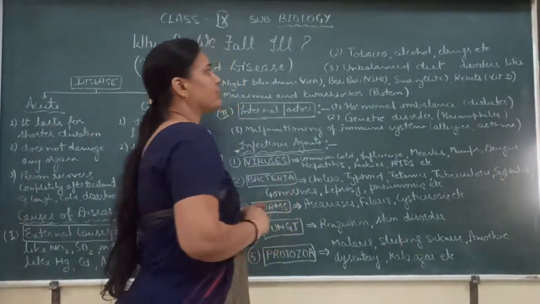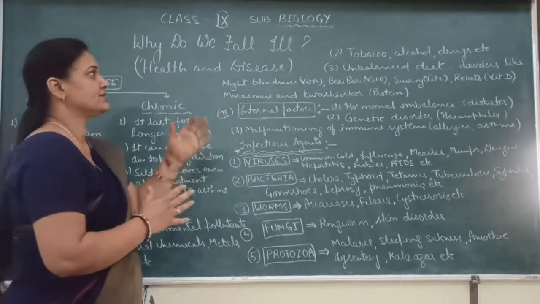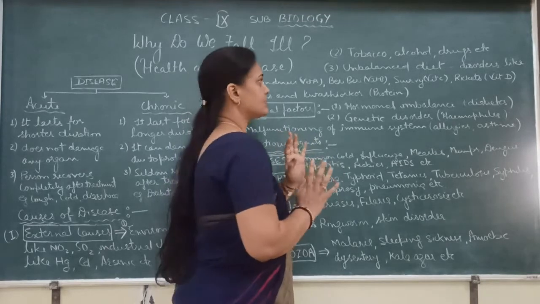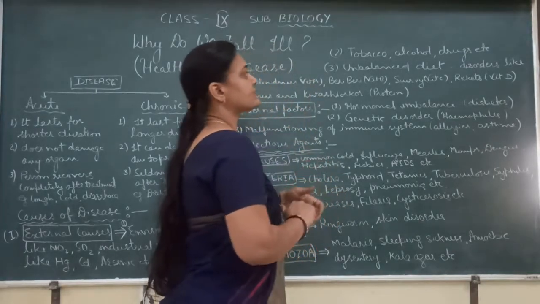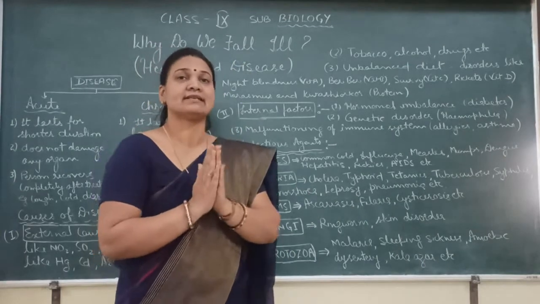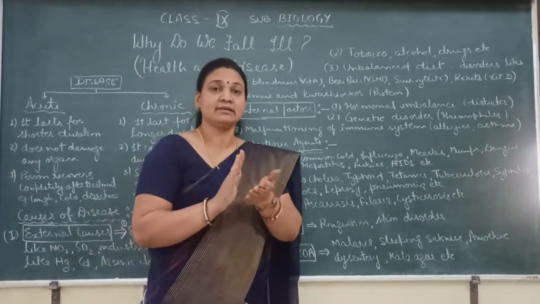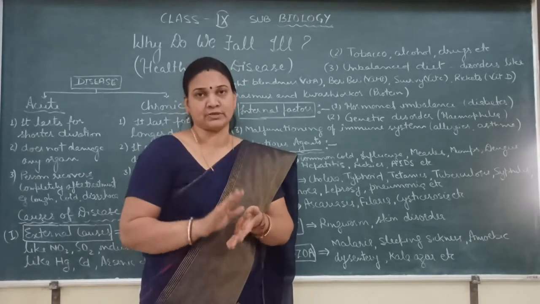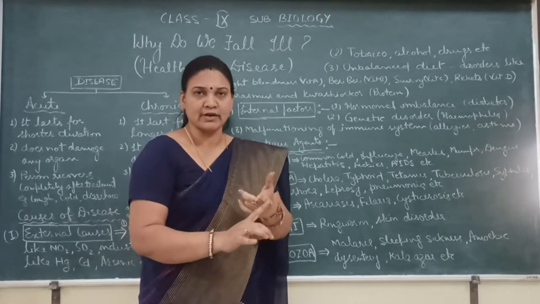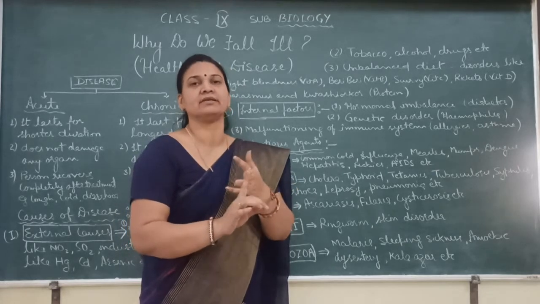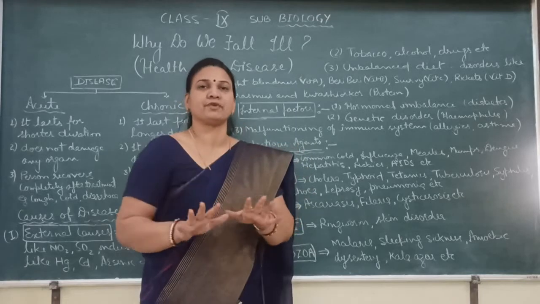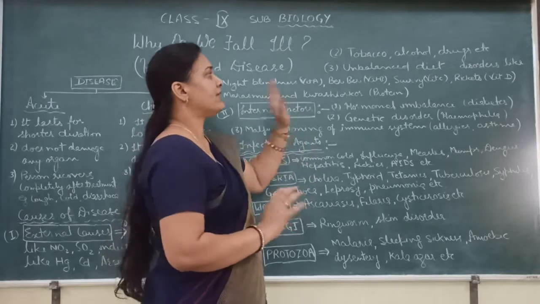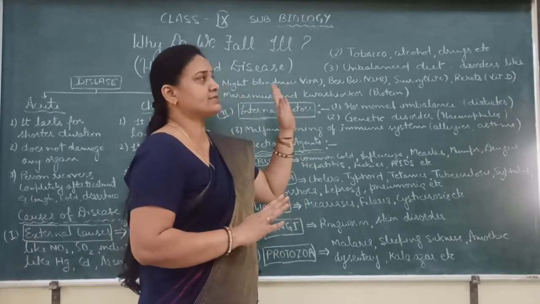Now the second is tobacco, alcohol and drugs. These are bad habits which can cause cancer, and cancer is a chronic disease. And the third is unbalanced diet. A balanced diet is very necessary for a person. A balanced diet means the diet which contains all types of nutrients in proper amount. All types of nutrients means carbohydrates, fats, proteins, vitamins and minerals, in proper amount according to age and health. So a balanced diet is very necessary.